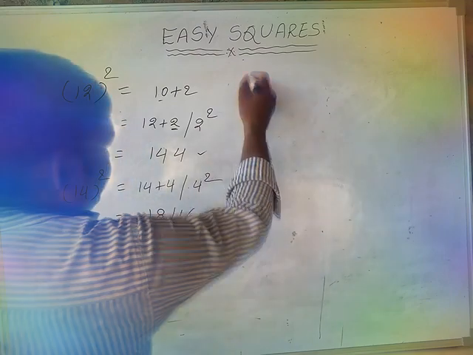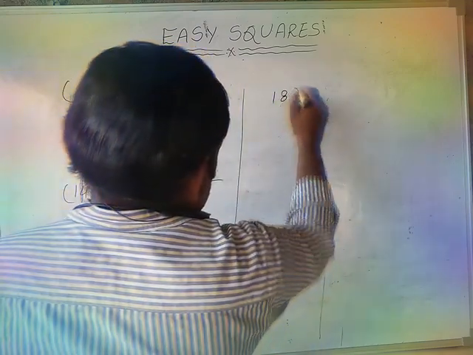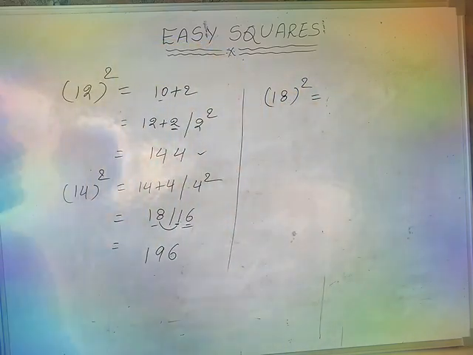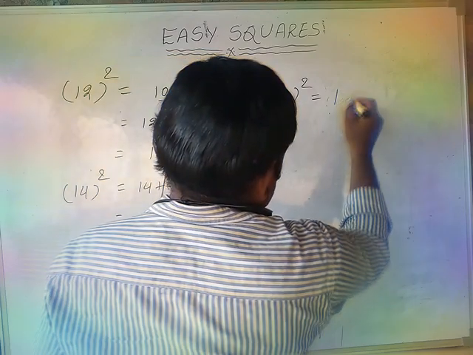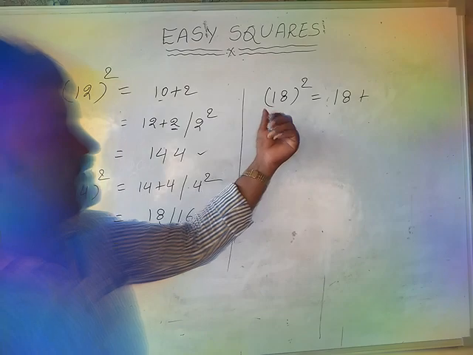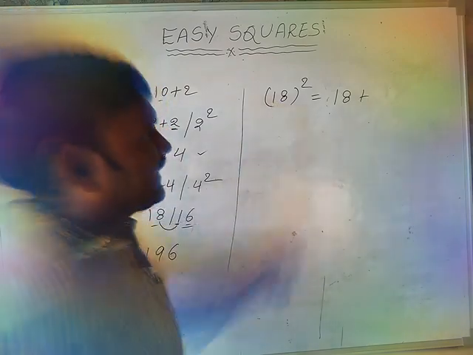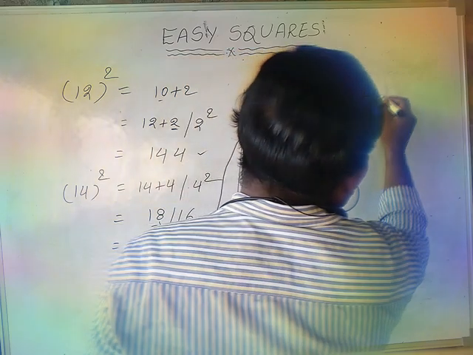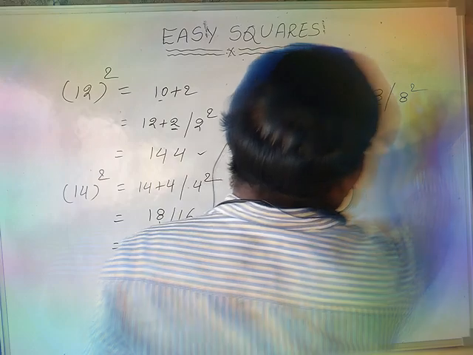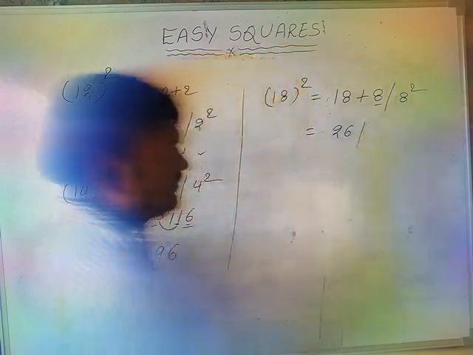Another number we can observe here: 18 whole square. First of all, we take 18 plus, the nearest main base here is 10, so the adding number is 8. That's why we take 8, slash, its square. So this is equal to 18 plus 8, which is 26.